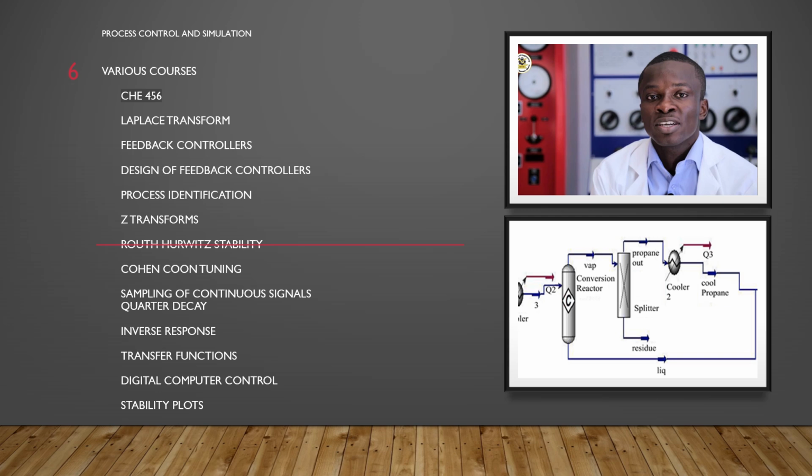We have stability plots. Just to emphasize a little bit on this, when they talk about digital computer control, it is a very huge topic under process simulation and control. That's where you explore the world of computer and IT in chemical engineering. You get to familiarize yourself with softwares like MATLAB, Aspen Plus, Hysys, and several other fantastic softwares that are going to help you excel in the course.